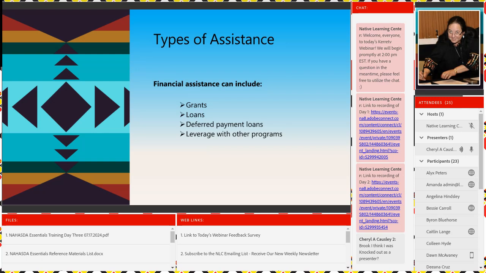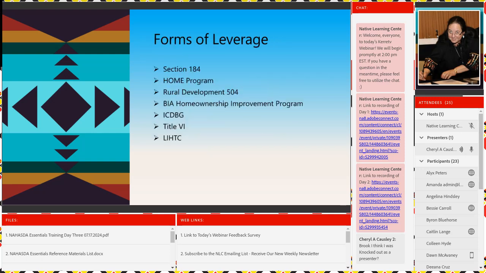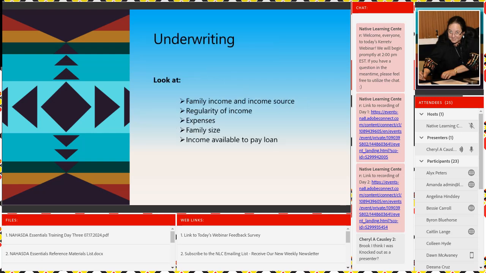So financial assistance can include, again, grants, loans, deferred payment loans, and leveraging with other programs. Other forms of leveraging for this, again, 184 home, rural development has a 504 program, BIA home ownership improvement program, that's your HIP, Indian Community Development Block Grant, Title VI, and low income housing tax credits.